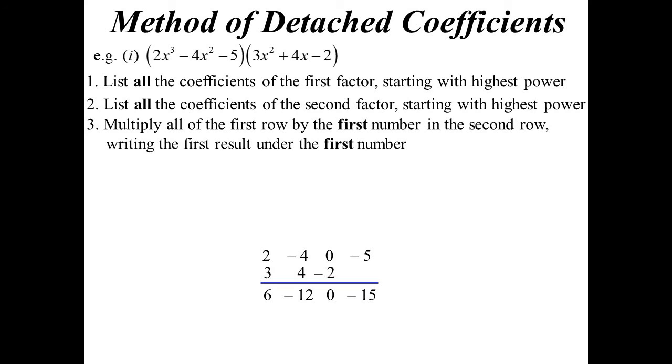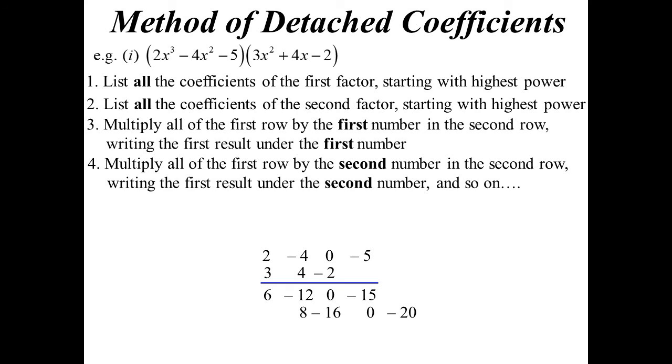So 3 times 2 is 6. 3 times minus 4 is minus 12. 3 times 0 is 0. 3 times minus 5 is minus 15. Now, do the same thing but with the second number, but you write the first result under the second number. So we get 8, minus 16, 0, minus 20. We've sort of now created another column over there. I'm multiplying every number by the second number. 4 twos are 8. 4 times minus 4 is minus 16. 4 times 0 is 0. 4 times minus 5. Now, guess what we're going to do now?